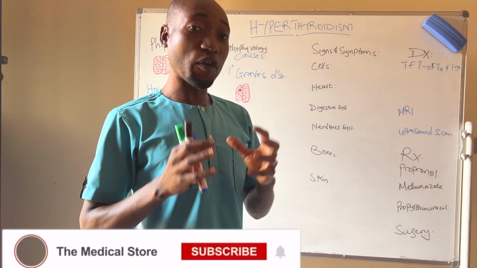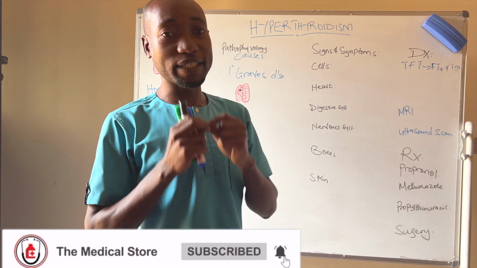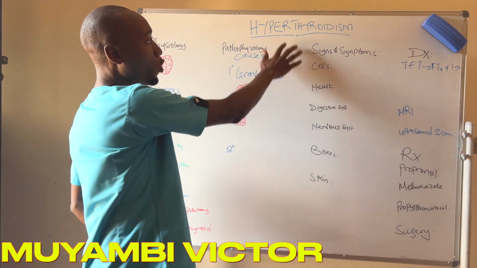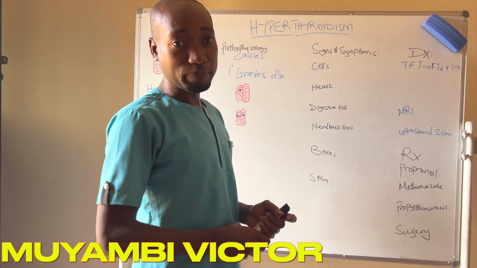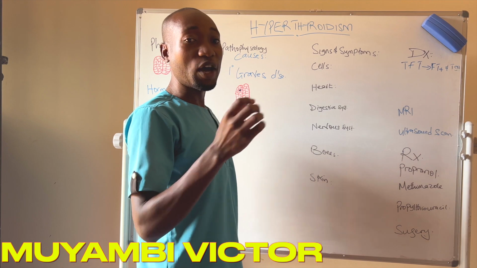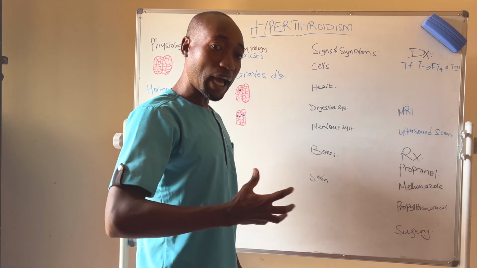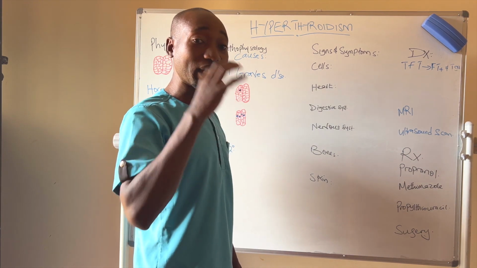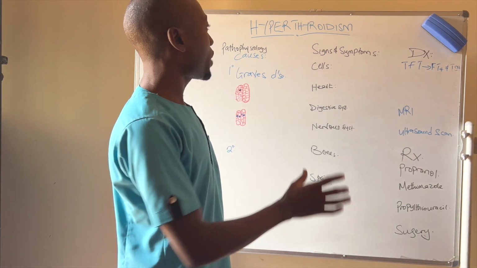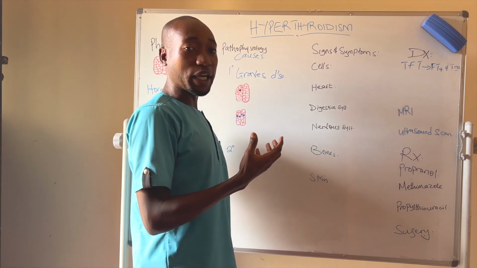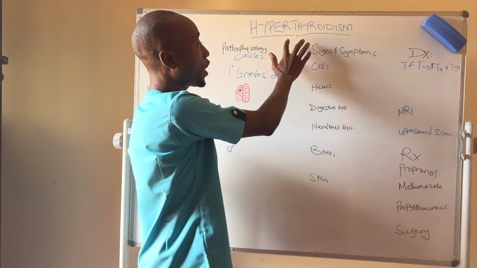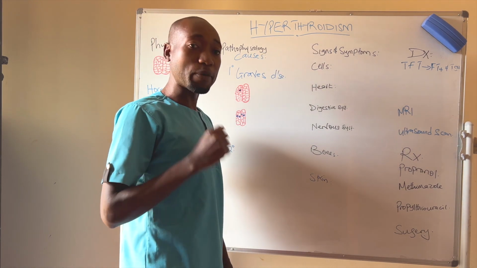This is part 3 of our series about the thyroid gland, its disorders, and the hormones that it produces. Today we are looking at hyperthyroidism. If you are new to this channel, you need to know that this is part 3. We have already made videos about the thyroid gland, its anatomy, its hormones, and the effects of the hormones that it releases. Therefore, today we are diving into the disorders of the thyroid gland. The first one that we are going to look at is hyperthyroidism.